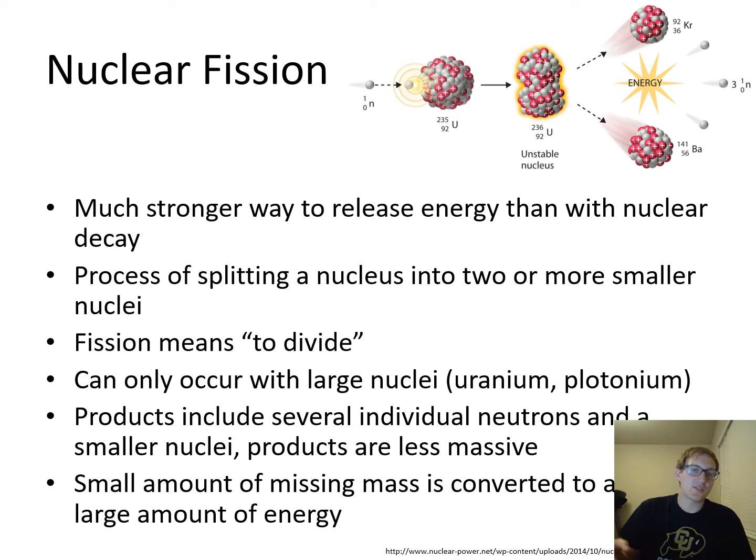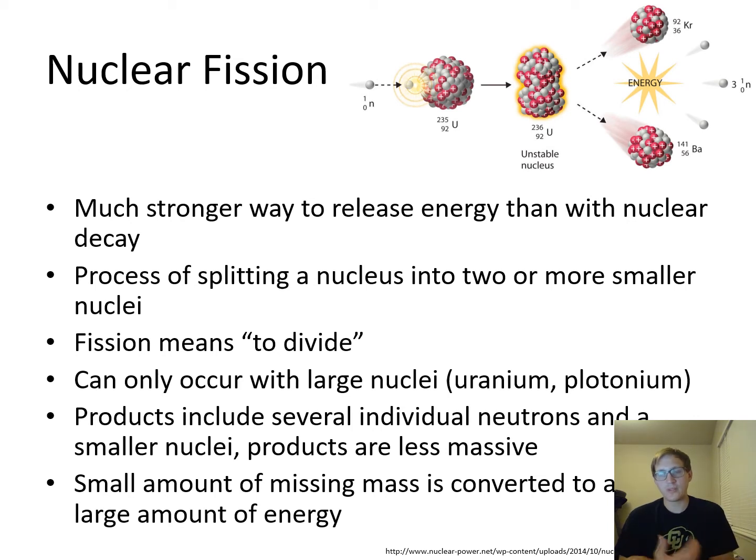It's the process of splitting a nucleus into two or more smaller nuclei. Fission literally means to divide things. It can only occur with large nuclei, which is why we use uranium and plutonium when we make our nuclear bombs and our nuclear power plants. Products include several individual neutrons and smaller nuclei. Products are less massive afterwards and it also gives off an immense amount of energy. A small amount of missing mass is converted to a large amount of energy.